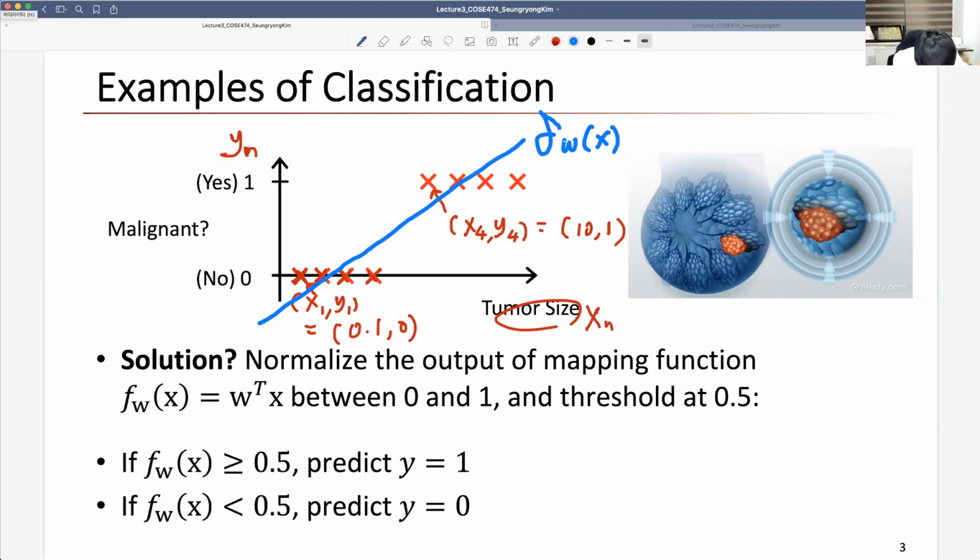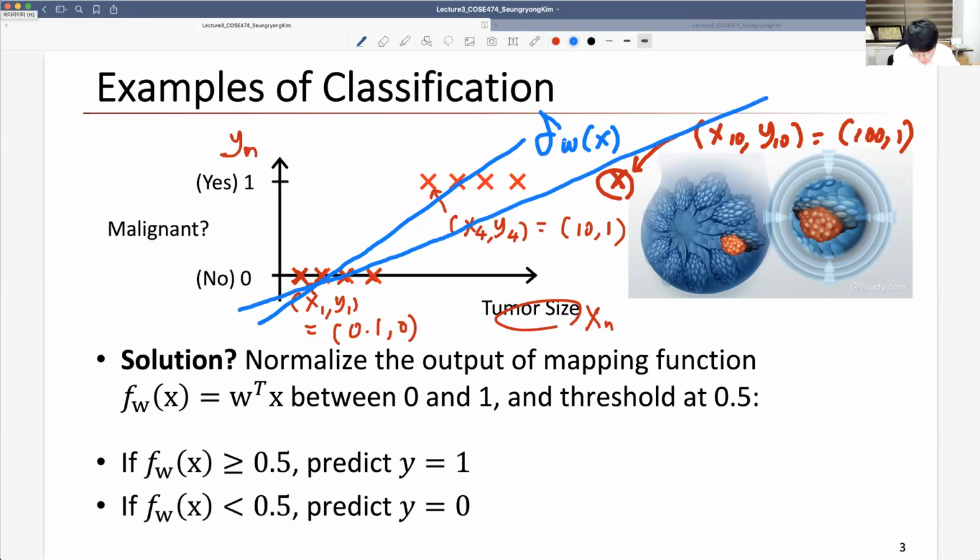Let's think about one more case. Let's say we have one more training sample, like this one. Let's say this is x10 and y10, and it's going to be 100, 1, like this. If there's one more sample here, the regression function would be something like this one, right? What does it mean? By using this mapping function, we would like to well approximate the training data set.